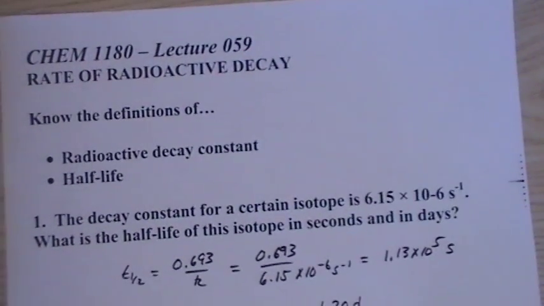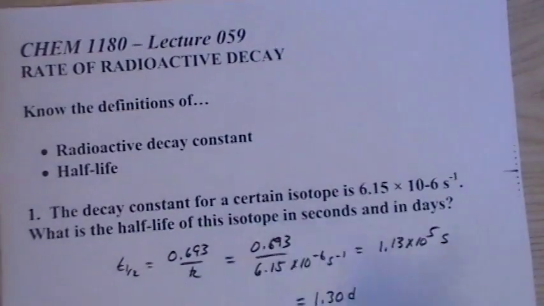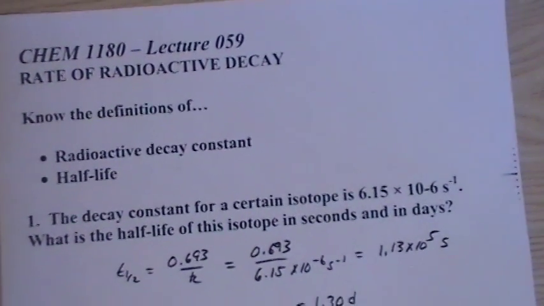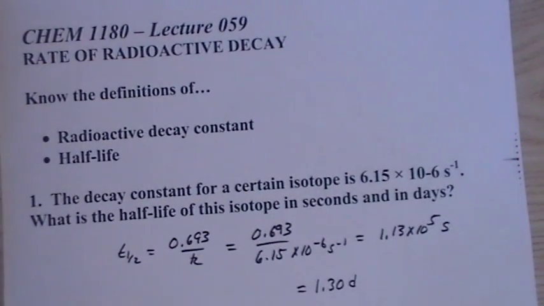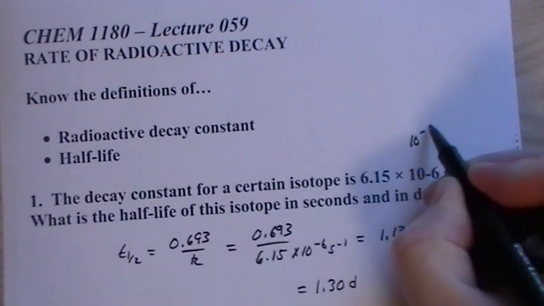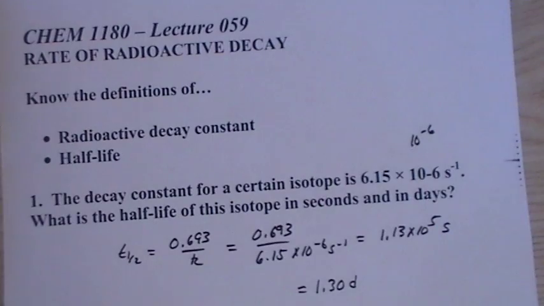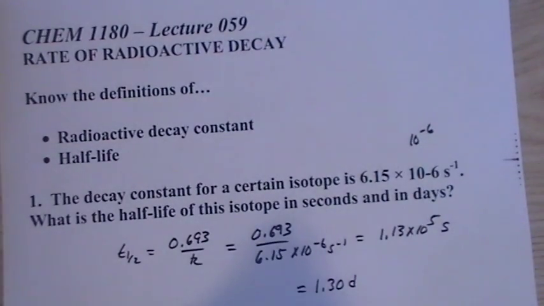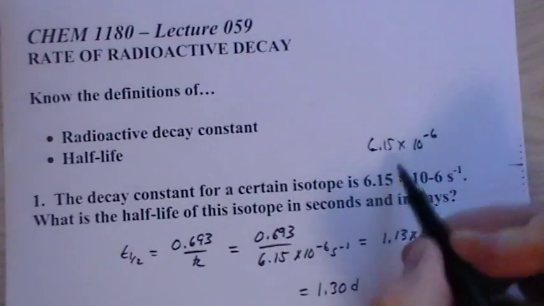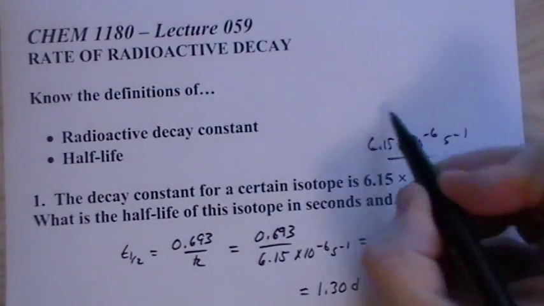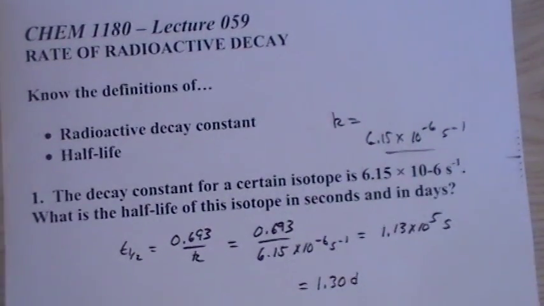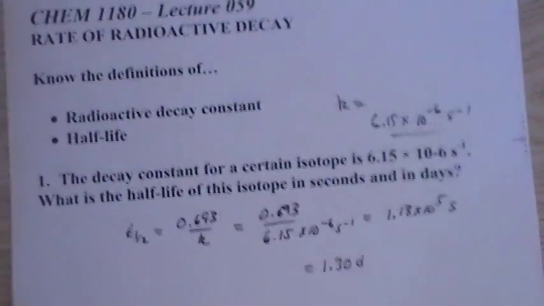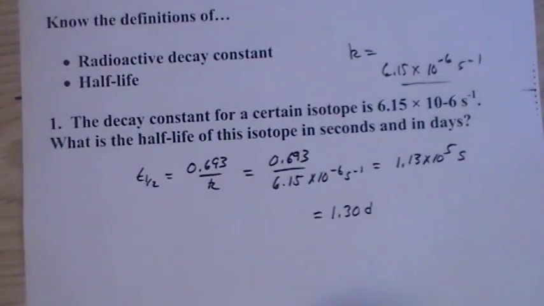Okay, so that was the one problem that I left off. The rest of these are printed up. The decay constant for a certain isotope is 6.15 times 10 to the minus 6 inverted seconds. So that's our K. What is the half-life? Now the equation, we take straight from the chapter that we had long ago.